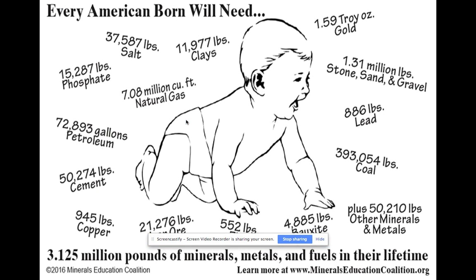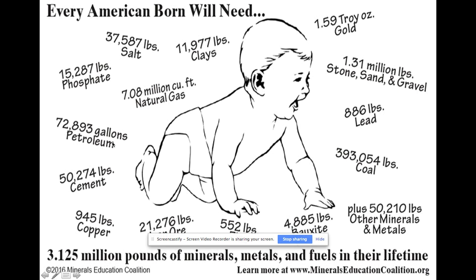So this is a graphic that shows you, if you're an American and you were born here and you've lived here most of your life, on average how much material you're going to be using in your life. Some things you may know. Almost 38,000 pounds of salt, and this is not just the table salt that we eat with our food. This is also putting salt on the roads to prevent the ice and stuff from sticking. We also use lots of oil, almost 73,000 gallons.